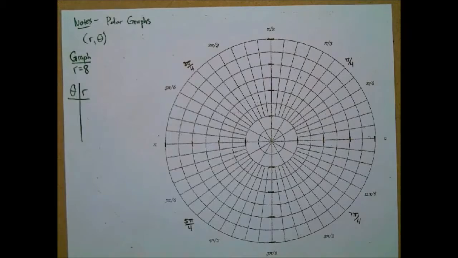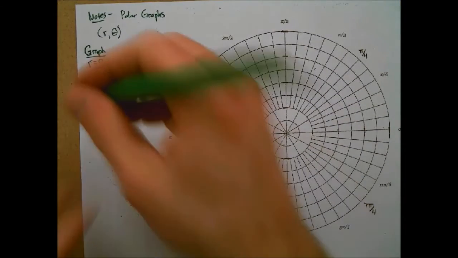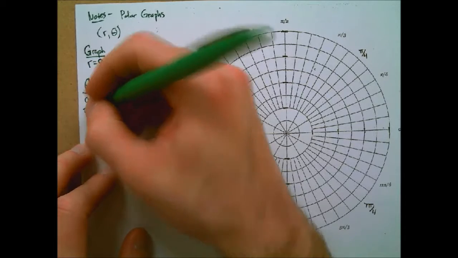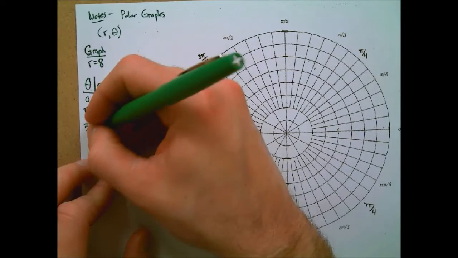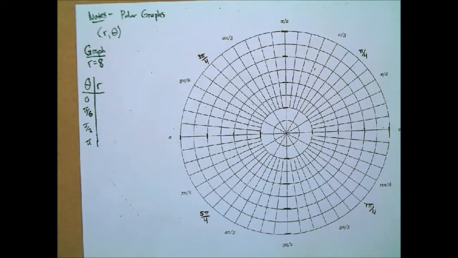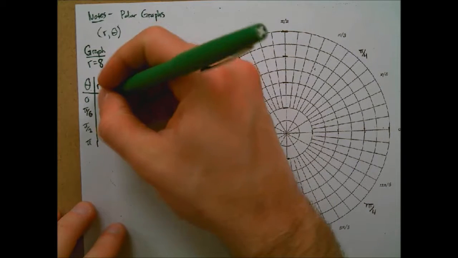So pick some values for theta. What numbers can we pick? We can pick 0, pi over 6, pi over 2, and pi. That's good enough for right now, I think we'll get the idea. Because no matter what we pick for theta, what's r always going to be? 8.